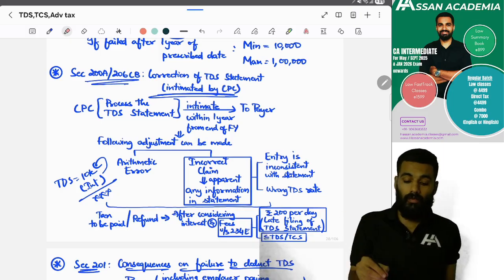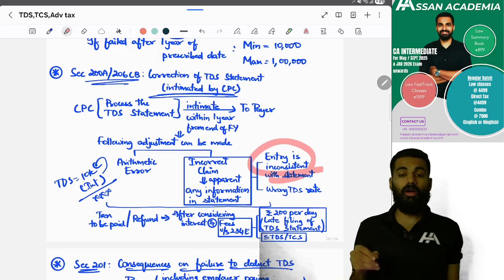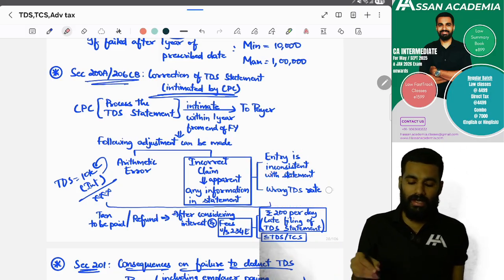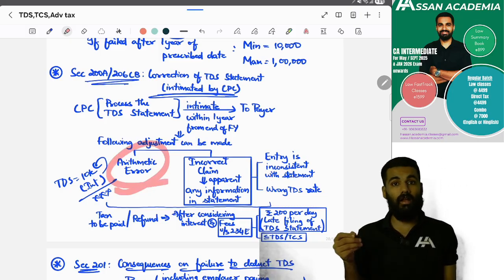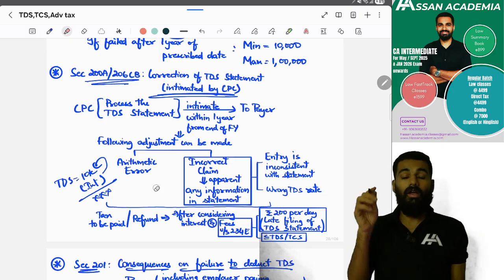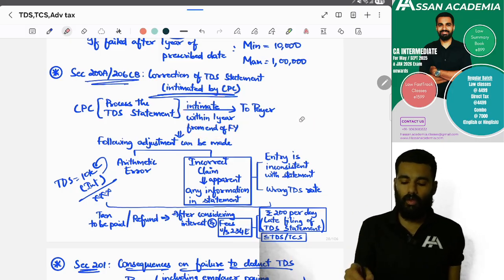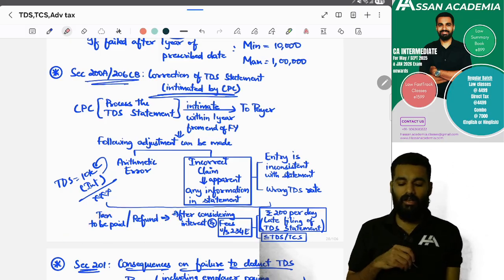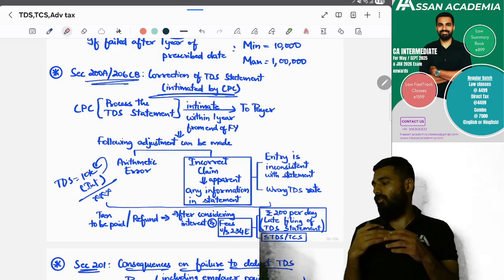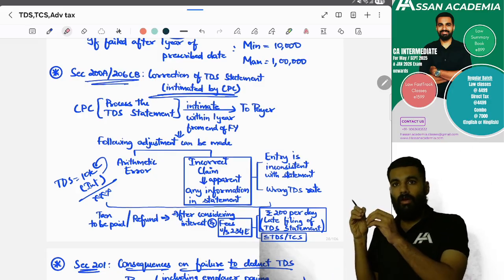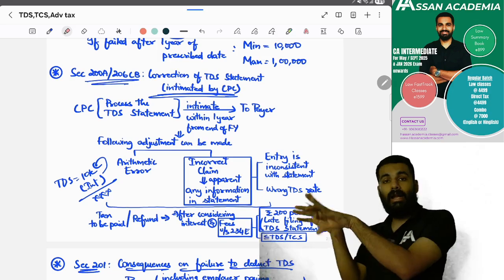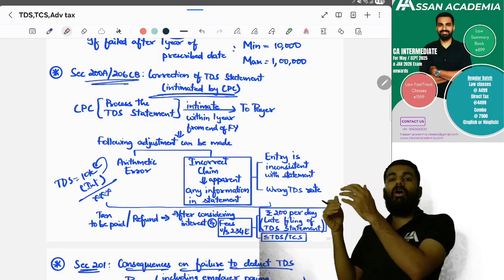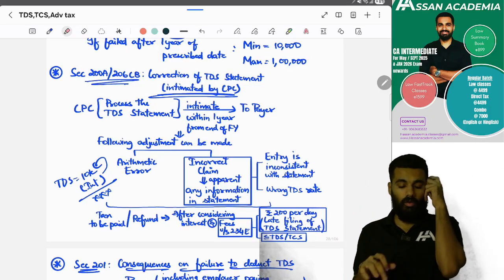And if the payer has made any wrong entry, or has made any wrong TDS rate, or has made any arithmetical error, in that situation this CPC will intimate the payer. Yes, and he can correct it. He can make that adjustment, and from that, either more amount will be received, more tax has to be paid, or a refund has to be received. Yes or no?